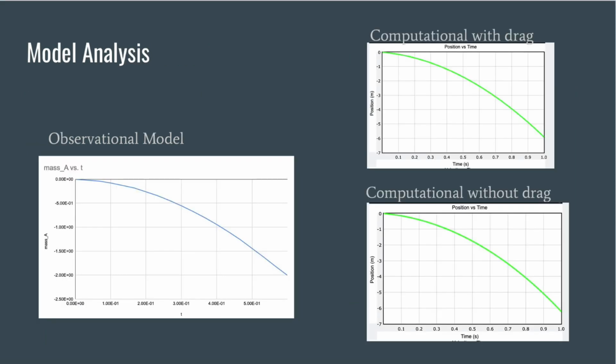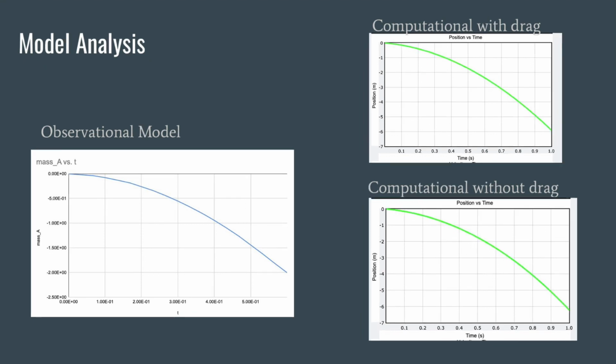I took the data from Tracker and created a position versus time graph in Google Sheets, comparing this observed model to the two computational models. We can see that they all have the same general shape, with position decreasing at a faster rate as time increases. The computational model without drag can be seen to have an overall change in position slightly larger than the model with drag. This is accurate to what we expect to see from the observational model, because drag slows down an object's falling motion. However, there could always be more error present from possible errors in tracking or errors in coding.